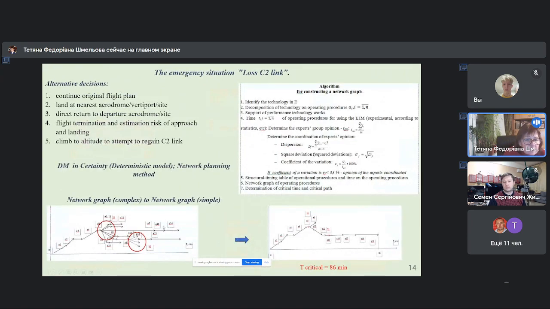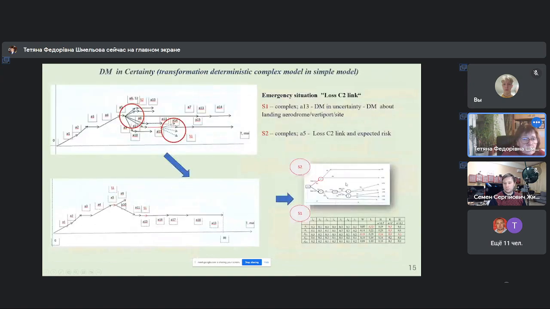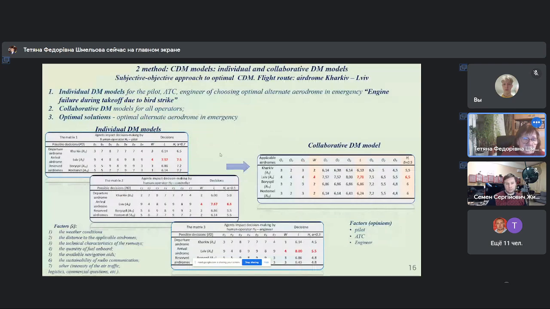For example, with many decisions and many participants, this is an algorithm of constructing a network graph, a simple network graph instruction, a general common instruction for all participants in critical time in this situation. And for example, S1, S2, this is a complex situation, but it is improved with decision making in risk and uncertainty. And the second method is collaborative decision-making models.